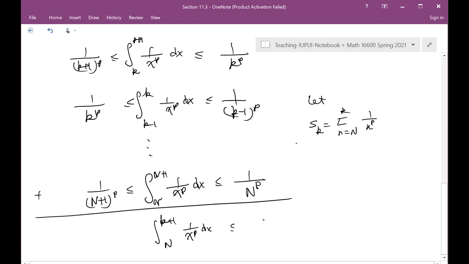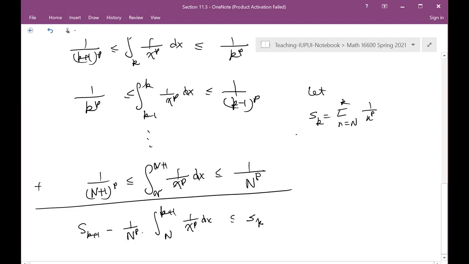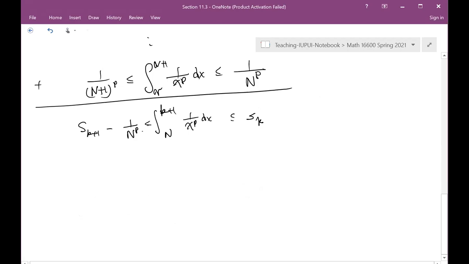Okay. This side will be from capital N to k. This is just s_k. The other side, because the first term is missing, is s_{k+1}, but I have to subtract this term. So you have this inequality.